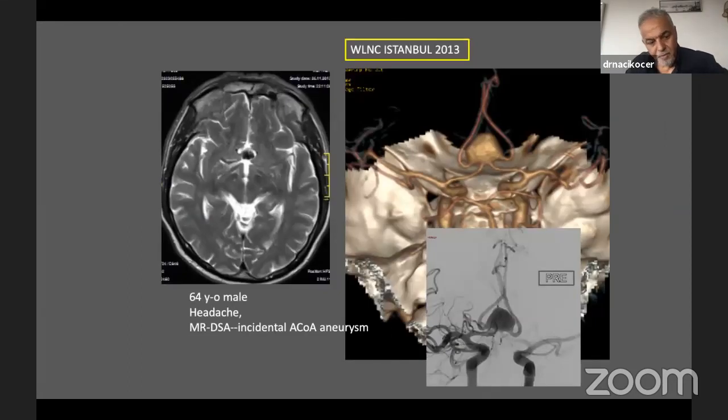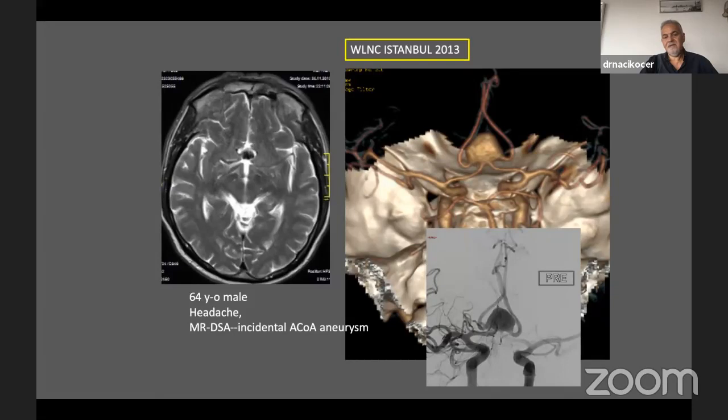So how would you treat this one? While we are talking about complex shape aneurysms, this is a really complex shape aneurysm located in the ACOM location. There is simply no neck, and the A1 and A2 on both sides come off from the sac. Just headache, no rupture. I did this case live in the WLNC course in 2013.